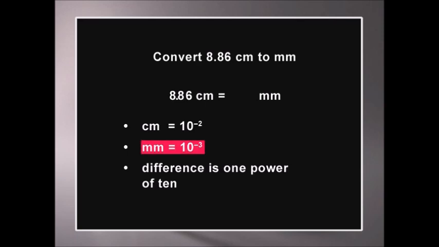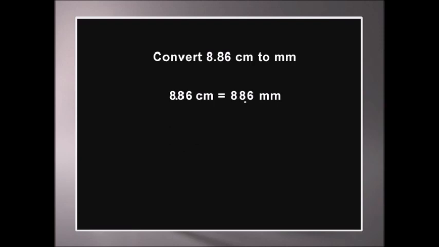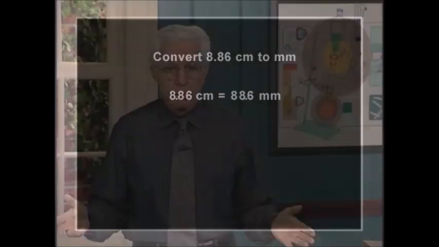Millimeter is a little guy. A millimeter is smaller than a centimeter. If it's a little guy, I'm going to get more of them. To get more of them, I've got to move the decimal point to the right. So I'm going to have more millimeters than centimeters by 1 power of 10, or 1 decimal place, which means that 8.86 centimeters is equal to 88.6 millimeters.